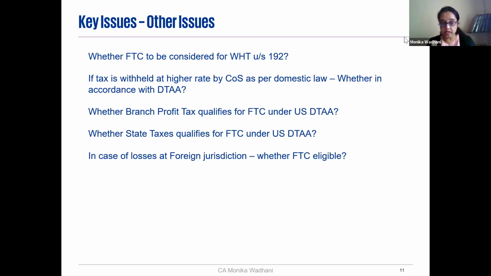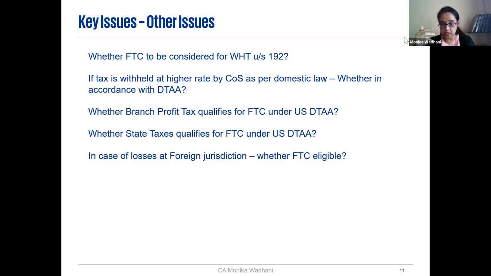Now, another issue is that suppose tax is withheld in the country of source at a higher rate as per the domestic law of that foreign jurisdiction, which is not in accordance with the DTAA. So say in the DTAA the rate of tax prescribed is 10%, but as per domestic law, withholding tax is done at 20%. Now, whether you can say this is in accordance with the DTAA, obviously the answer is no, and therefore in case of the ordinary credit method, this should be restricted to 10%.